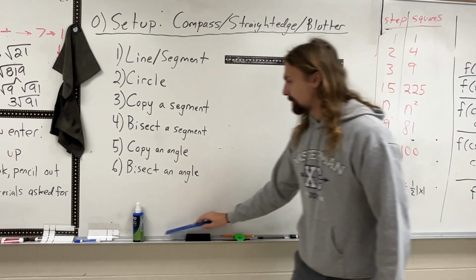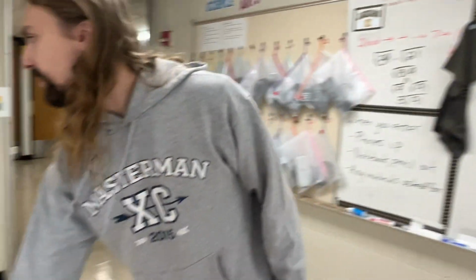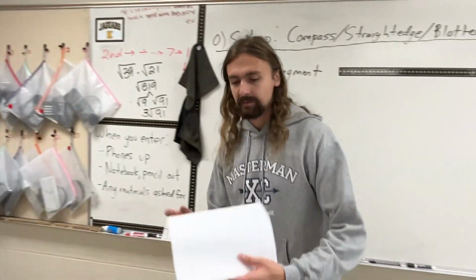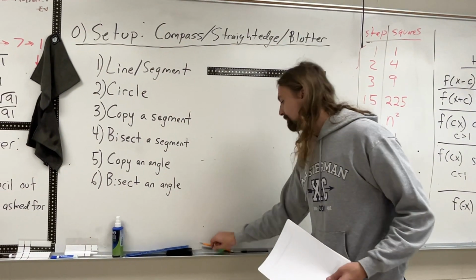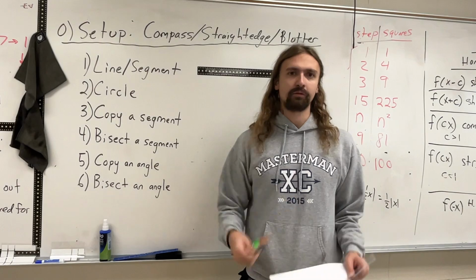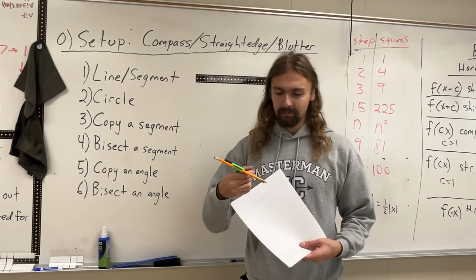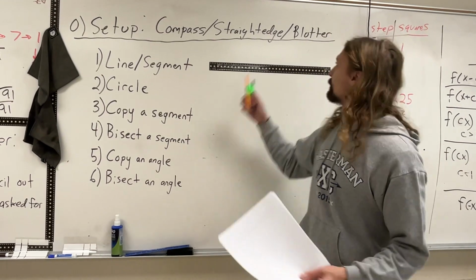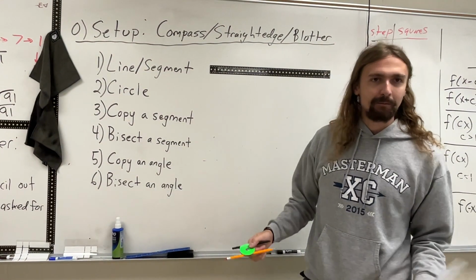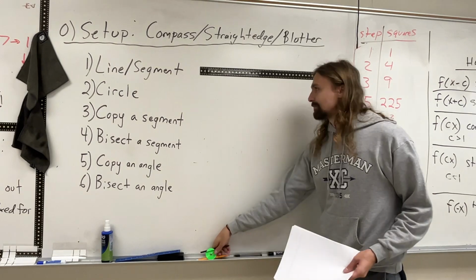And a blotter, which is a set of thick paper that you can use to make sure that your compass, which is very sharp, does not stab through all the paper. Anything that will stop it from stabbing through is fine. We don't really need this part, it's just very helpful for us, practically speaking.